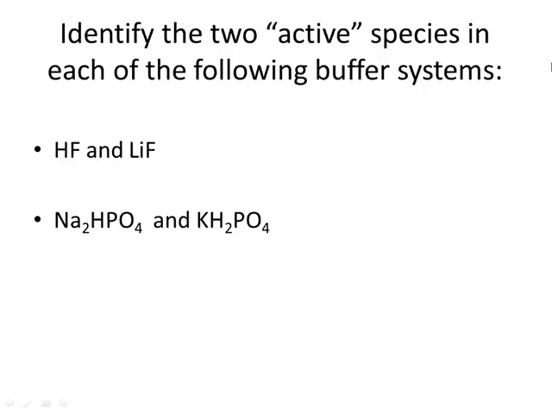Identify the two active species in each of the following buffer systems. I'm looking for an acid and its conjugate base, or a base and its conjugate acid. In this first one, I see there's the weak acid HF, and so I'm looking for its conjugate, which is F minus. So I'm looking for a source of F minus, and I find it in my ionic compound. So the active species are HF and F minus.